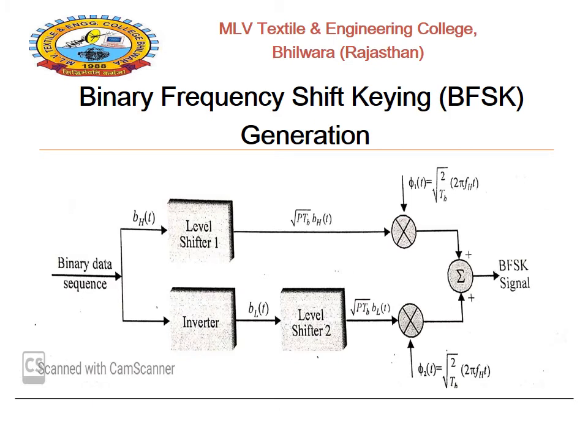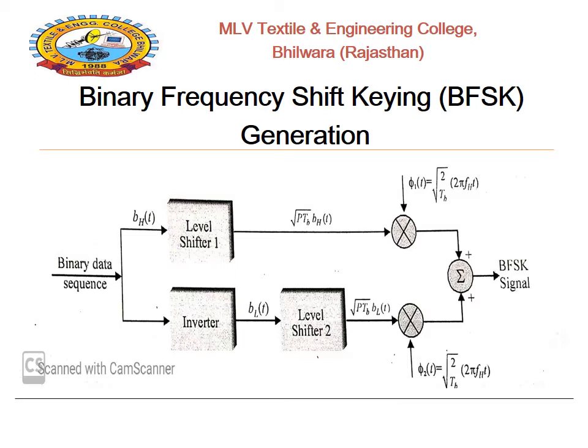The next PPT represents the binary frequency shift keying generation, or the transmitter section. The arrangement is shown in the figure. The input binary data sequence is applied to level shifter 1 directly, while it is applied to level shifter 2 after passing through the inverter. The inverter converts 1 to 0 and 0 to 1 in the given bit sequence.